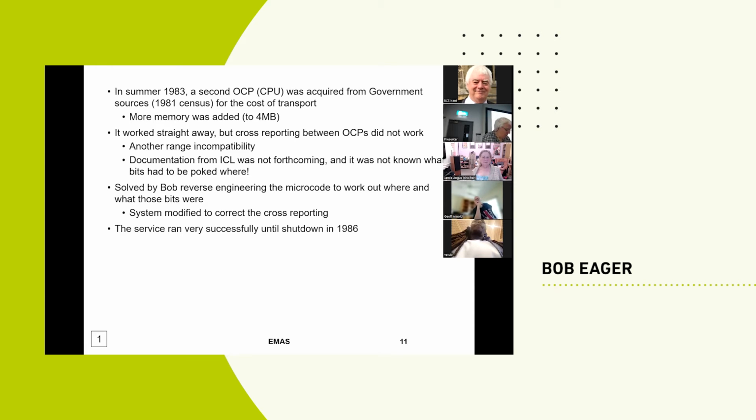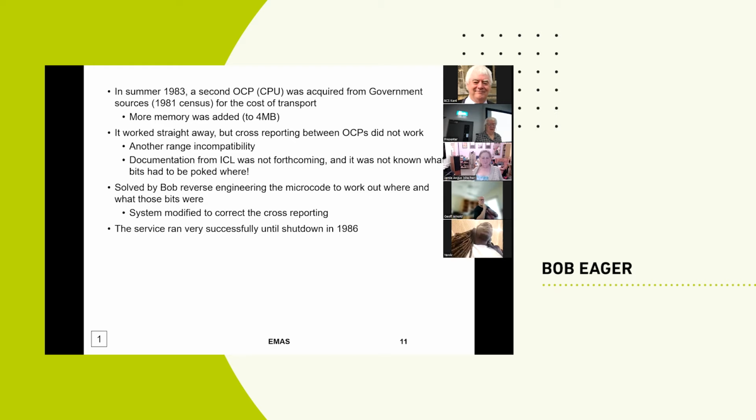Now, you'll see more about this later on, but the structure of a 2900 at that time was rather weird. It had something called an OCP, which we would now call a CPU. No memory, just the actual bit that does the churning. And we acquired a second one from the 1981 census. I remember going up to Southall on the train and inspecting it with one of our engineers, and then coming back and saying, right, yes. And we had to pay £350 to have it shipped down.